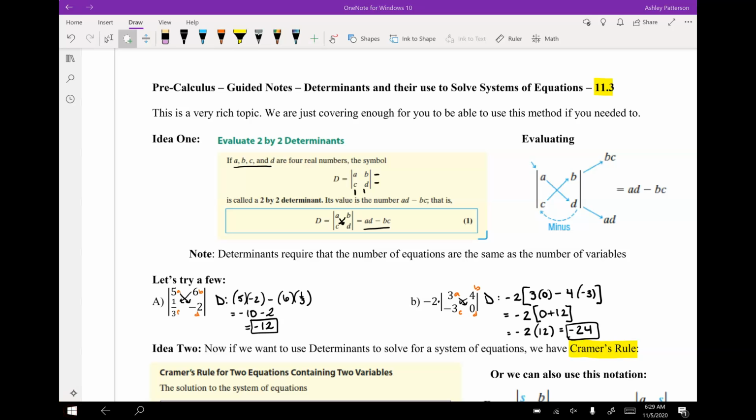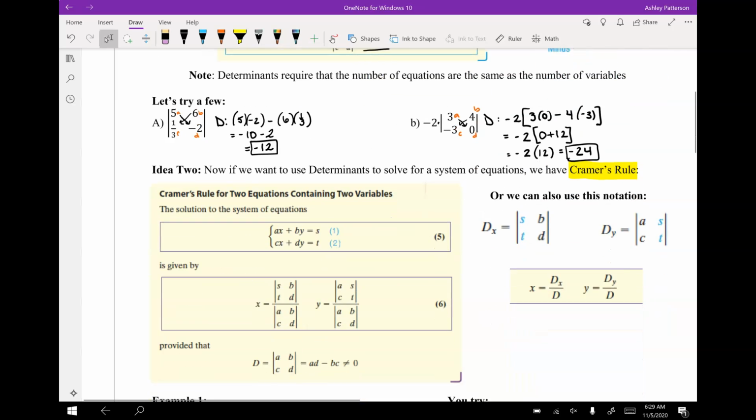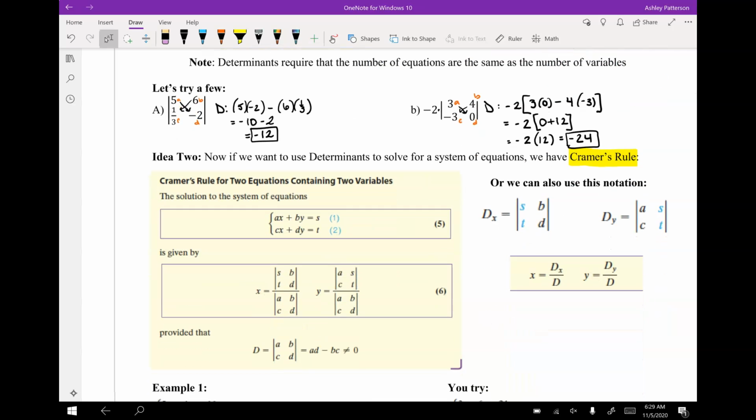Cramer's rule is what we use to solve a system of equations. Yes, we can still use substitution. Yes, you can still use elimination. And of course, you can still graph to find their point of intersection, which is their solution. But you can also use Cramer's rule.